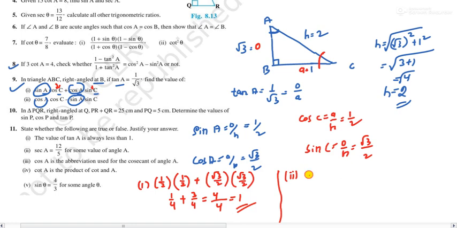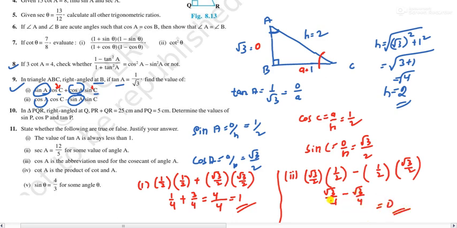That's all. Now the second one, I will substitute directly. Cos A, what is cos A? Root 3 by 2 into cos C, that is 1 by 2, minus sin A 1 by 2 into sin C root 3 by 2. So you will get root 3 by 4 minus again root 3 by 4. So what is that? 0. Same minus will be 0 always, right? So I hope you have understood this question also.